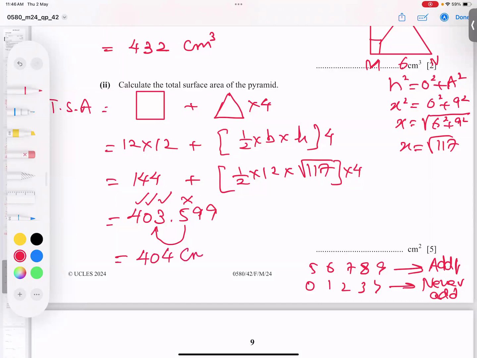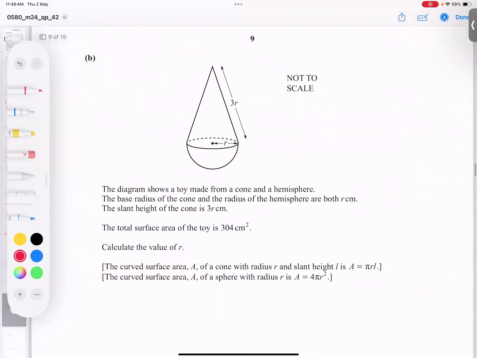And this is centimeter square. I believe you got a point very clear. This was a little tricky question, but alhamdulillah, done.